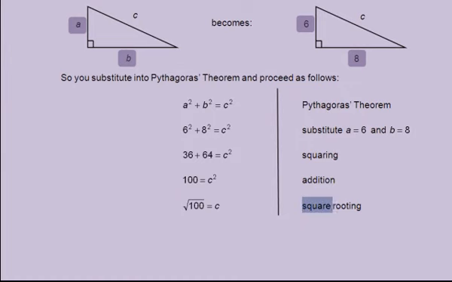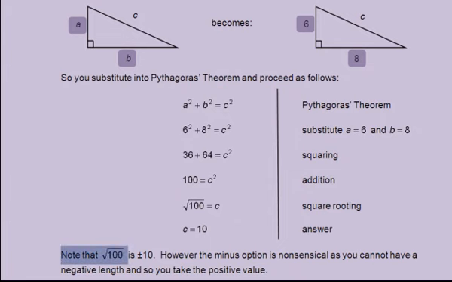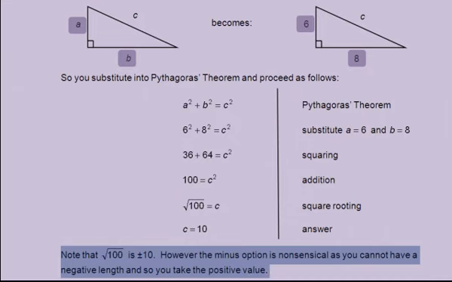And then take the square root. So the square root of 100 is equal to c. Now we write the answer. Note that the square root of 100 is equal to plus or minus 10. However, the minus option is nonsensical, as you cannot have a negative length, and so you take the positive value.